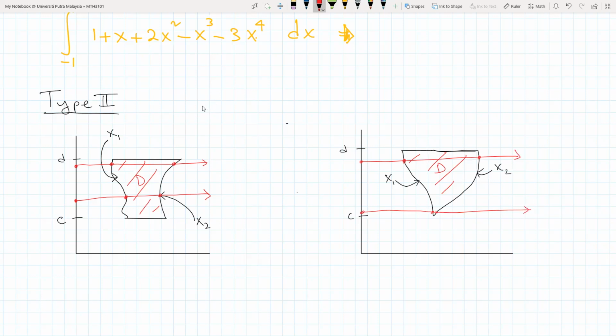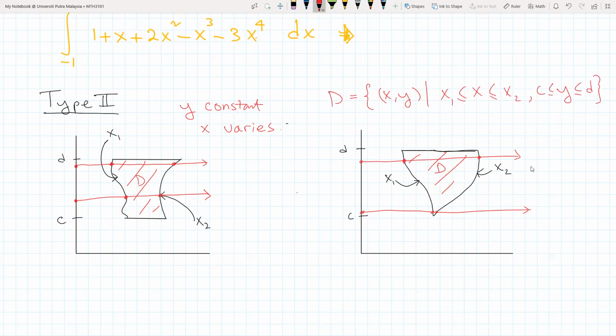So meaning that in this case, now we can keep y constant, but x varies. So you can already guess that the region D is just the region in xy such that x is bounded by x1 on the left, bounded by x2 on the right, and then y is bounded by C and D. C and D constant, yang x1 x2 ini is line equation.